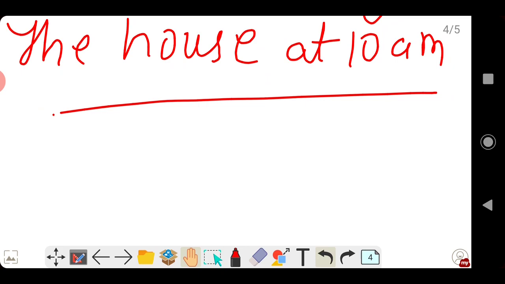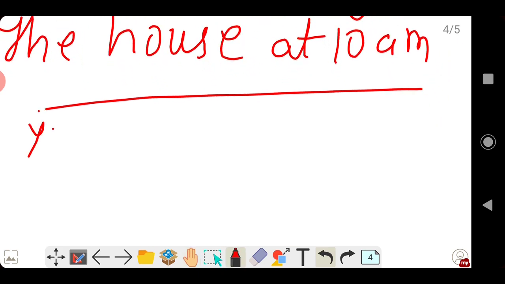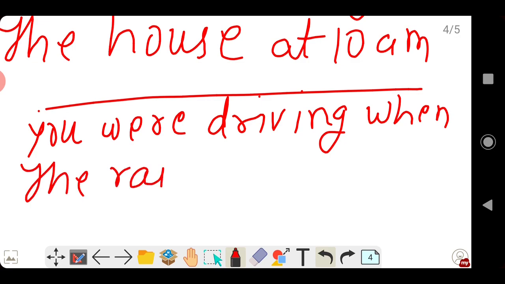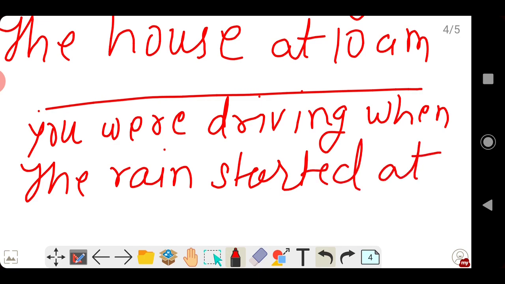Let me form another sentence as well. You were driving when the rain started at 3 p.m. This is the whole sentence, guys. You were driving when the rain started at 3 p.m. You were not driving when the rain started at 3 p.m. Were you driving when the rain started at 3 p.m.?